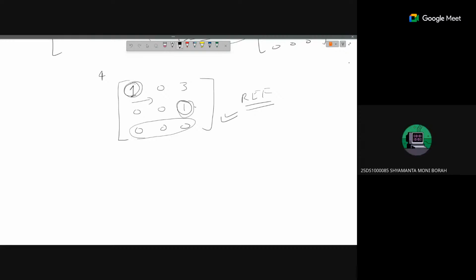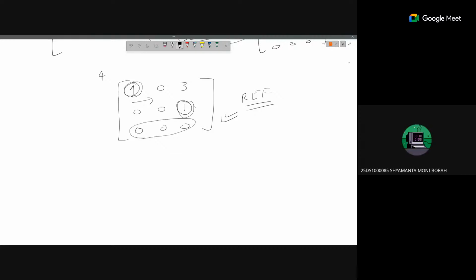Sir, in case only in the first row we have elements 1, 0, 3, and in the second row and the third row all are zero, then is it REF? Yes, yes, yes. Basically, it is, because it is satisfying. The leading entry is one, and if there is any zero row, it comes to the last. Yes, they are in the last, so it is satisfying.